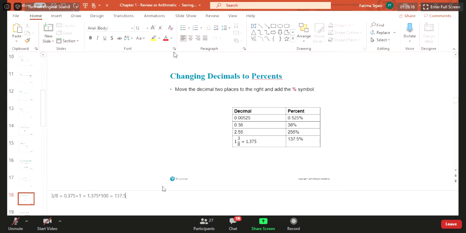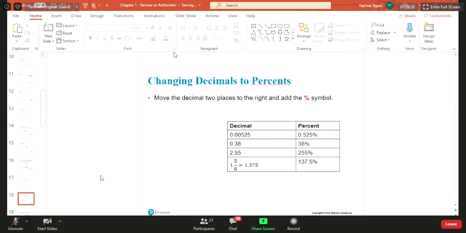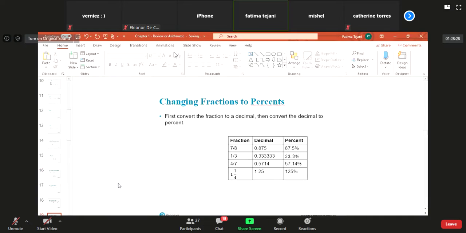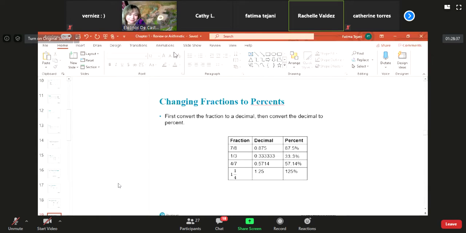Okay, so that's all good. Everyone, let's go further. Changing fractions to percentage. Guys, I want some participation. Everyone, buck up. Rachel, Valdez, Rachel, Maximo. Present, ma'am. Oh, you look sleepy again. Yes, I'm present. I'm happy to listen to you present, you know.